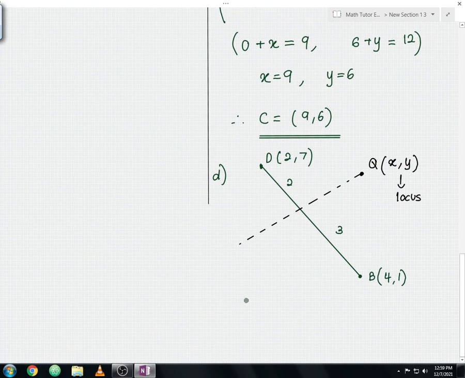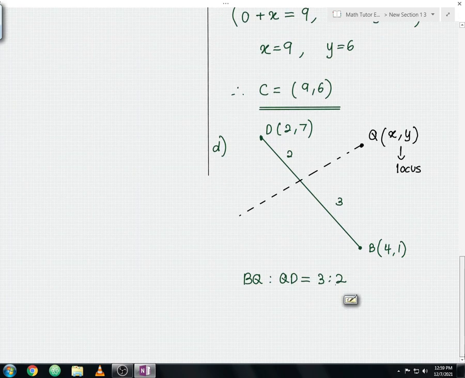So from here, the ratio of BQ to QD is equal to 3:2. Okay, so we're going to convert this into fraction form. So from here, BQ divided by QD will be equal to 3/2. Okay, so now what we're going to do is cross multiply this.